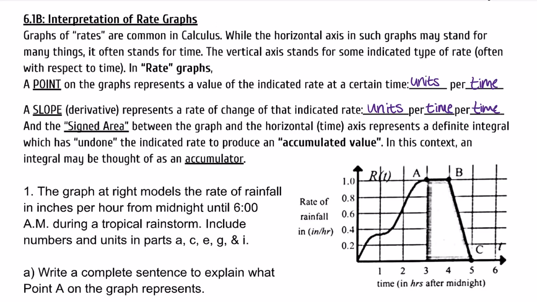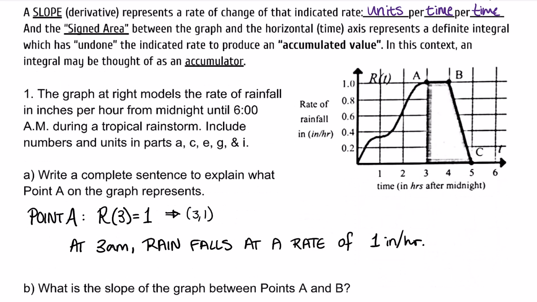The graph at right models the rate of rainfall in inches per hour from midnight until 6 a.m. during a tropical rainstorm. Include numbers and units in parts A, C, E, G, and I. A. Write a complete sentence to explain what point A on the graph represents. Because point A is (3, 1), at 3 a.m. rain falls at a rate of 1 inch per hour.